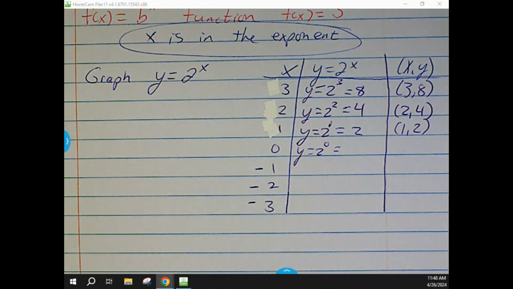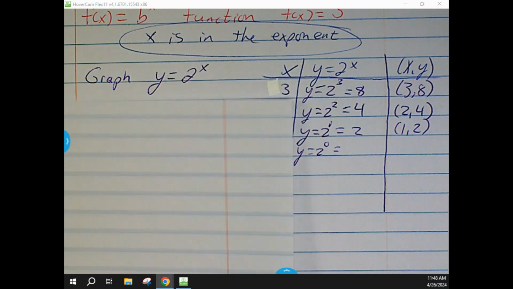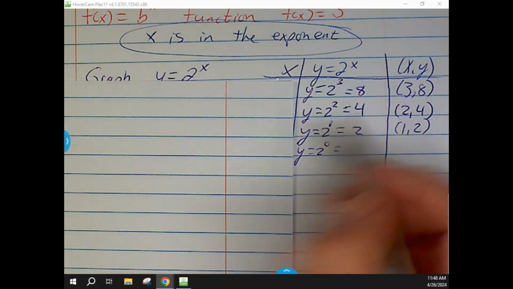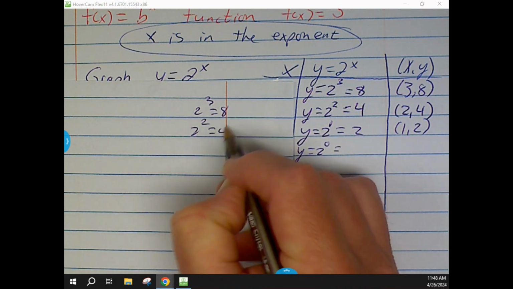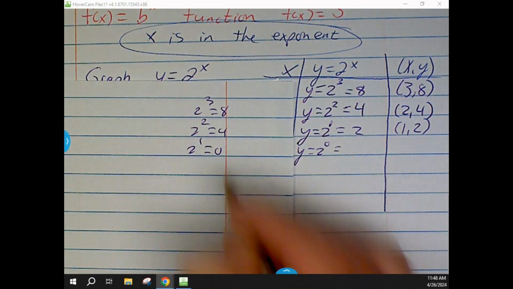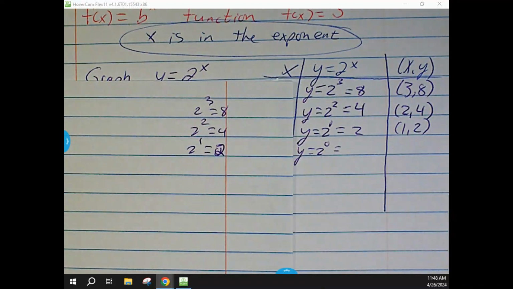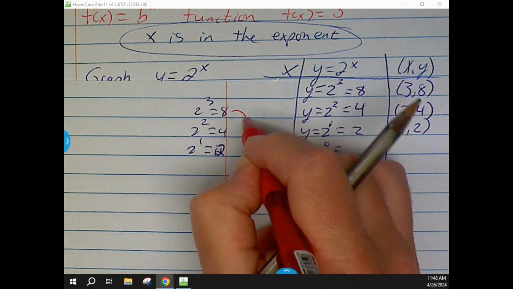All right, now here's what I'm going to do. Let me just put this over here for a second. Then when we did this one, we had 2 to the third, that was 8. 2 squared was 4. 2 to the first power was 2. Okay, so if we take away a power of 2, how did we get from 8 down to 4?